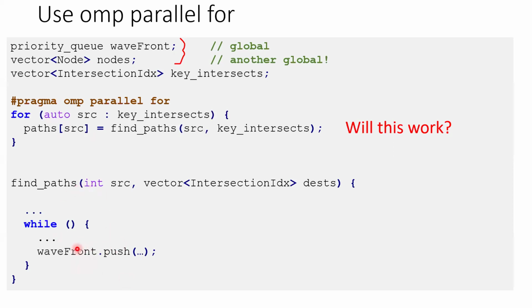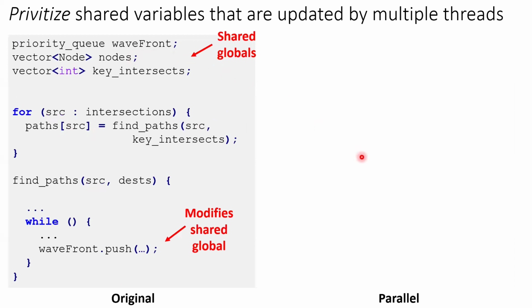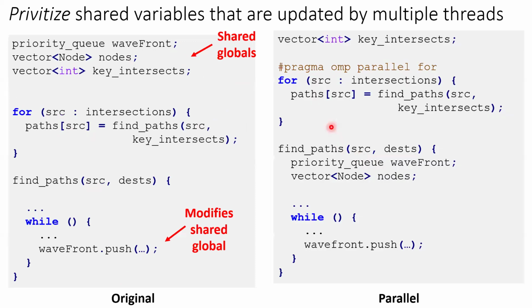Yeah, in here you're pushing to the same shared priority queue, which means that you're modifying the shared global variables. And to not do that, we move the priority queue and the vector of nodes inside find paths. So now they are local variables that are not shared. And in here, we're just modifying private copies.